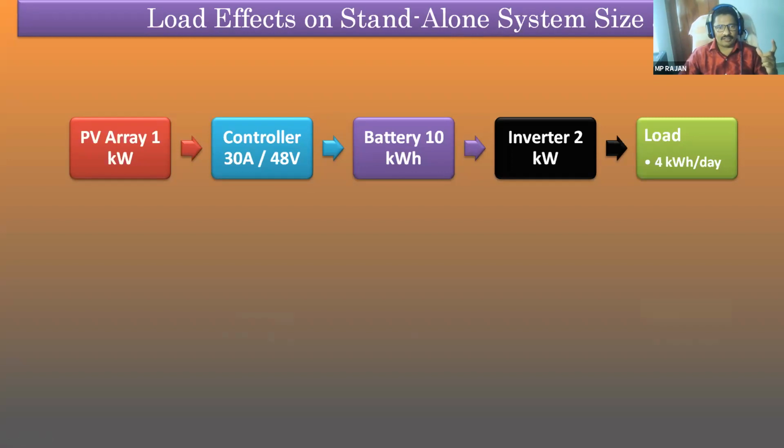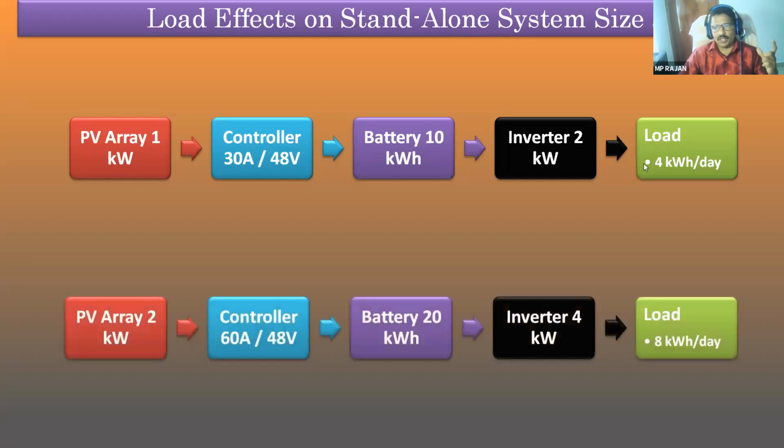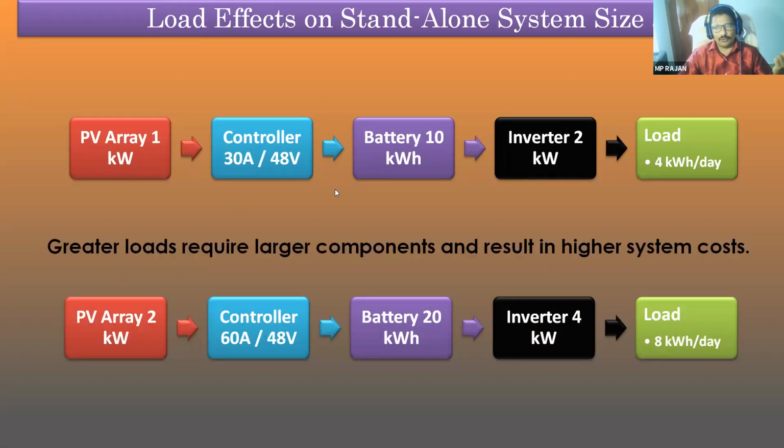You can see, just to compare two things. If the load is more, the rating or size of each component will be more. If your load is increased from 4 kilowatt to 8 kilowatt, आपका load requirement 4 से 8 बनाना है. देखो इन्वर्टर भी डबल हो गया, बैटरी डबल हो गया, कंट्रोलर डबल हो गया, पीवी अरे डबल हो गया. So it is better to calculate actual load requirement and also better to limit the load. Okay, limit the load.